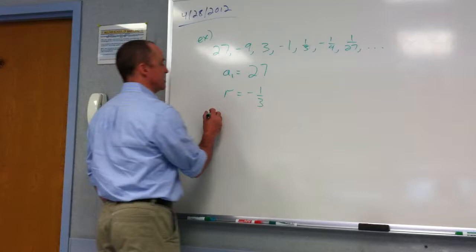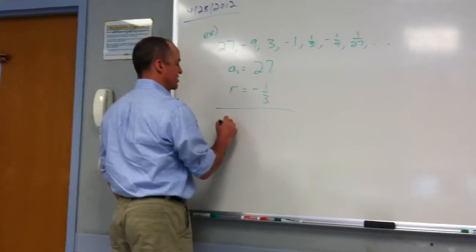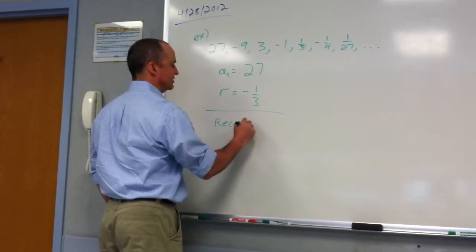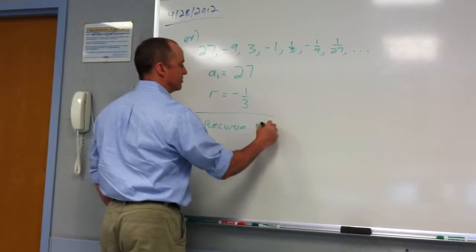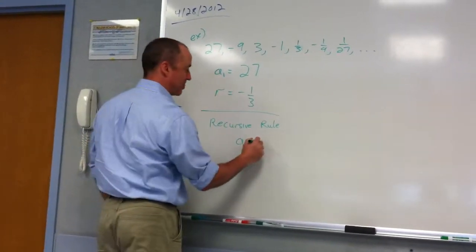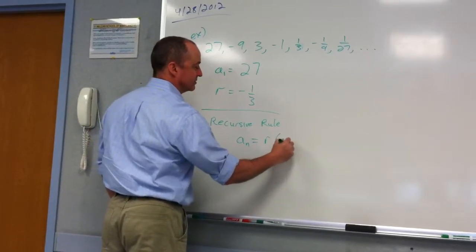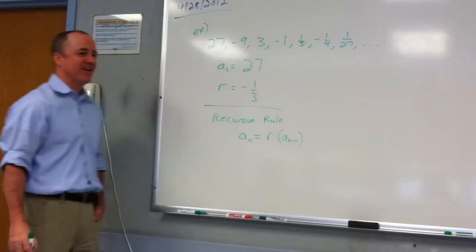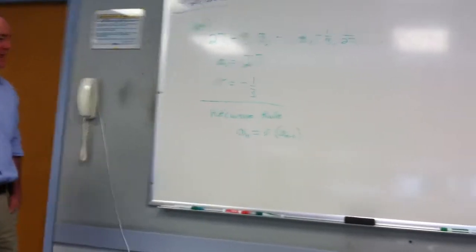What's the recursive rule? A sub n equals r times a sub n minus 1. Yes, a sub n minus 1.